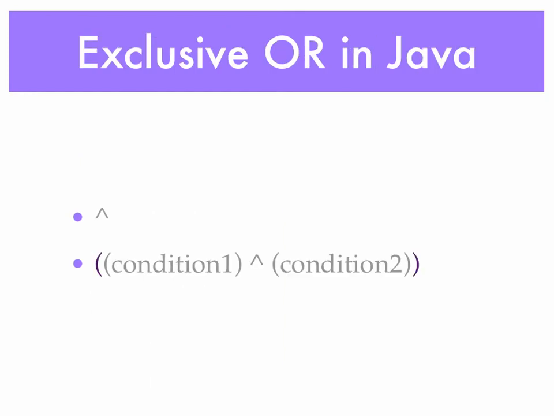This is the exclusive or. The symbol for the exclusive or is the caret, and that's above the number 6 on your keyboard. And here I test condition 1, condition 2. If one or the other of those two conditions, but not both, is true, I'll return true.